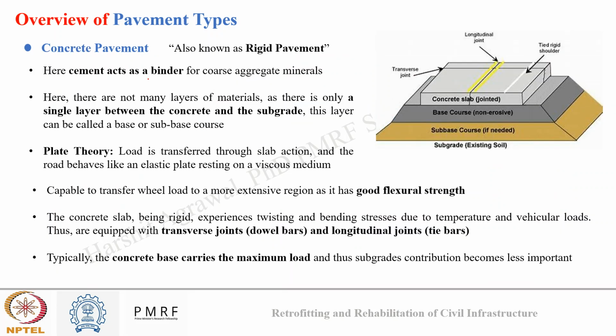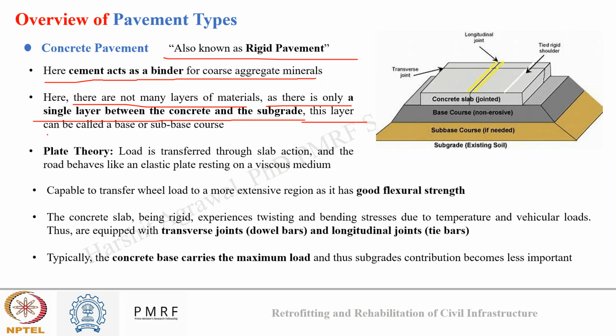The second type of pavement is concrete pavement. These are also known as rigid pavement. As the name suggests, here cement acts as a binder for coarse aggregate minerals. There are not many layers of material, as there is only one single layer between concrete and subgrade, and this layer is known as base or sub-base layer. So in bituminous pavement we saw there are four layers, while in concrete pavement there are only three layers.